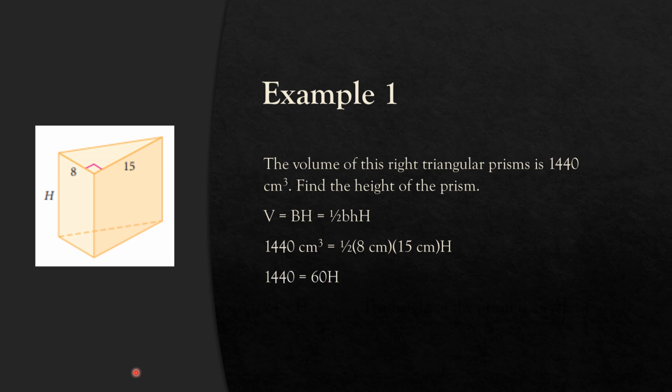1/2 times 8 times 15 is 60. So we have 60 times h is 1440. We'll divide both sides by 60, and we'll get that h is 24. So the height of this prism is 24 centimeters.